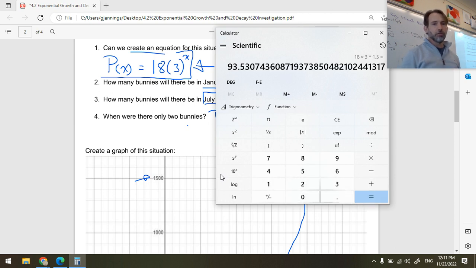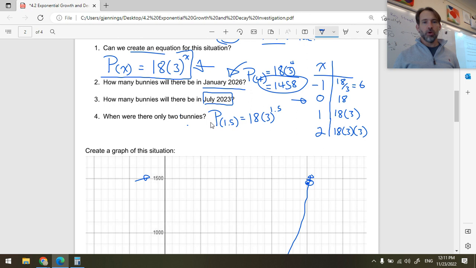Well, there's going to be 93.5. Will there be such a thing as 93 and a half bunnies? It's too terrible to consider. So rather than considering that, round to the nearest whole number of bunnies. Okay, so we will have 94 bunnies at that time after a year and a half. Okay. So the value of p at 1.5 is equal to about, and I might put approximately equal by rounding, 94 bunnies. There you go.